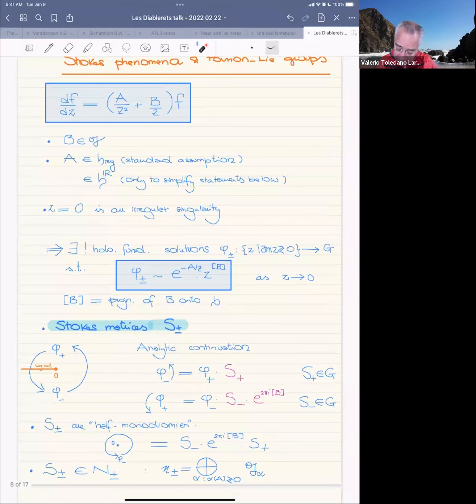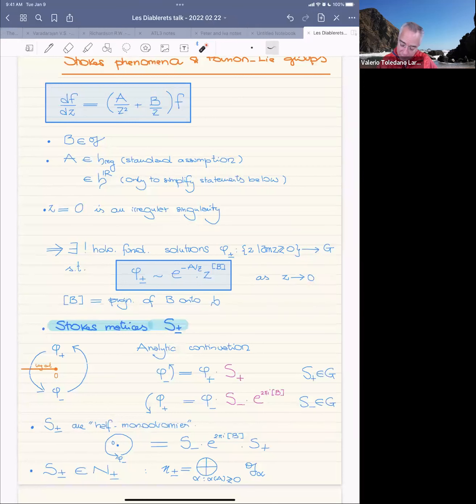Now, under these assumptions, there is a unique fundamental solution which is holomorphic. There's one on the upper half plane and one on the lower half plane, which has the asymptotic behavior that phi goes like e to the minus a over z times z to the b, where the bracket b is the projection of b onto the Cartan, as z tends to 0.